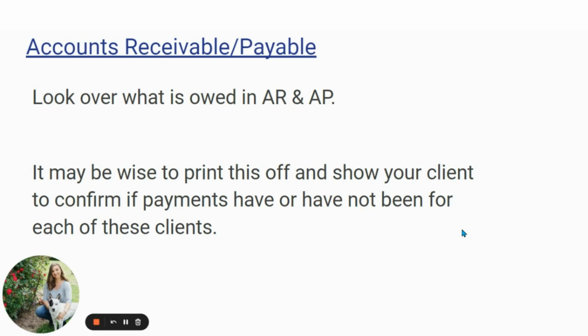It may be wise to print this off and show your client to confirm if payments have or have not been made for each of these clients. There may be certain things where, yes, that is the accurate number for that specific client. They haven't paid and God knows when. And you may even want to say, for an extra price, I can be your accounts receivable rep and make these people accountable for paying you and stay on them, if you're having struggles. That's something you might be able to upsell to your clients. But if not, it's good to just know this is the actual appropriate amount. So let's go ahead and look at this in QuickBooks.